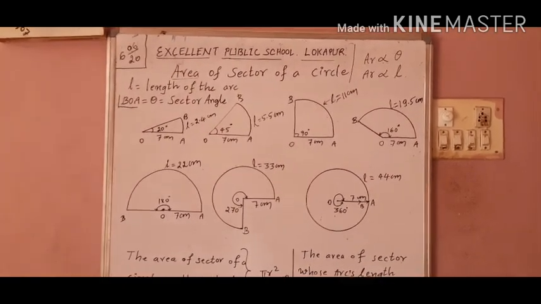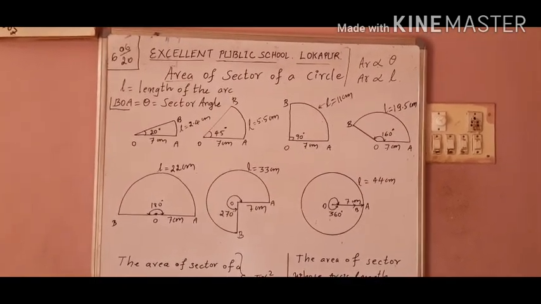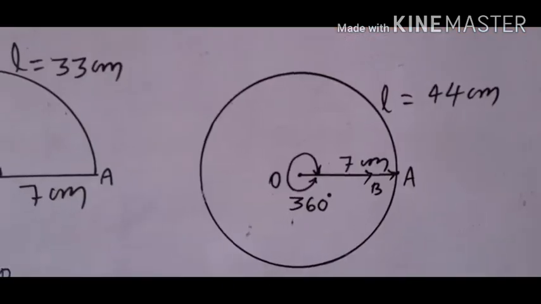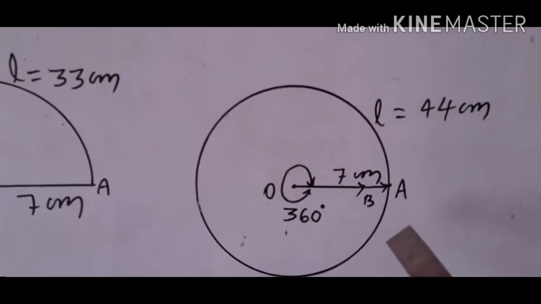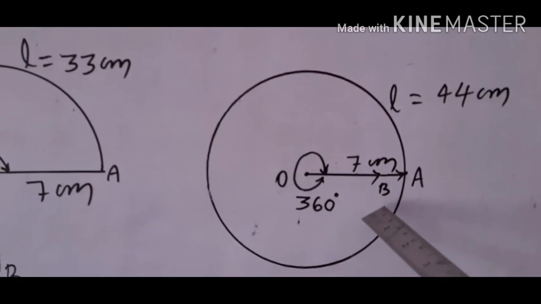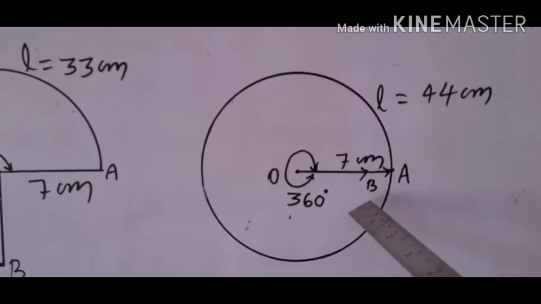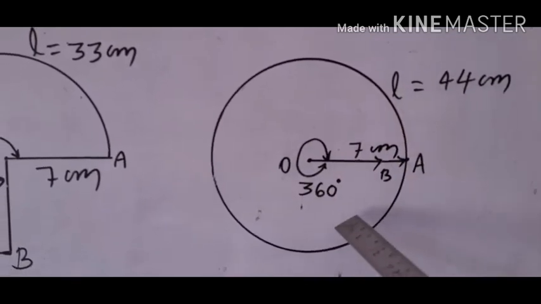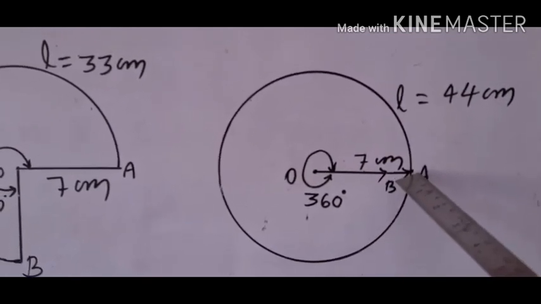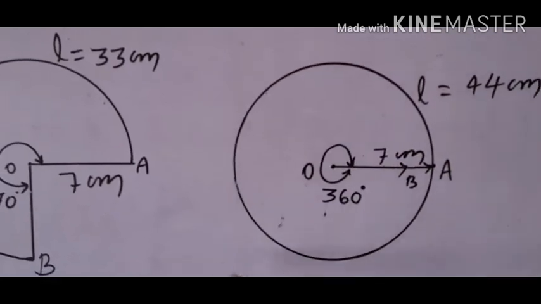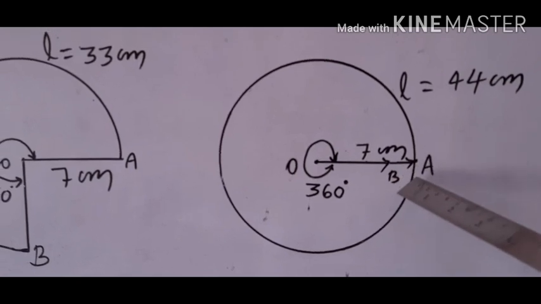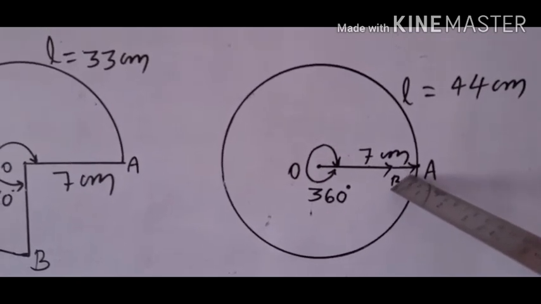Look at the board now. Area of sector of a circle. Look at this circle. It is a circle with radius 7 centimeter. If I ask you to find out the area of this circle, you will use the formula pi r square and calculate. If I ask you to find out its perimeter or circumference, you will use the formula 2 pi r and calculate.